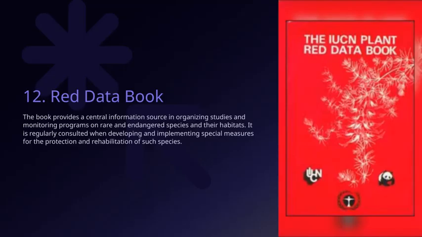Let's talk about the Red Data Book. This book is a crucial resource because it provides comprehensive information that helps organize studies and monitoring programs focused on rare and endangered species, as well as their habitats. It's an essential reference that conservationists and researchers turn to regularly. When developing strategies to protect or rehabilitate these vulnerable species, the Red Data Book is often consulted to guide decision-making. It ensures that efforts are based on accurate, up-to-date data, which is vital for effective conservation. Overall, it plays a central role in our ongoing efforts to preserve biodiversity and maintain healthy ecosystems.